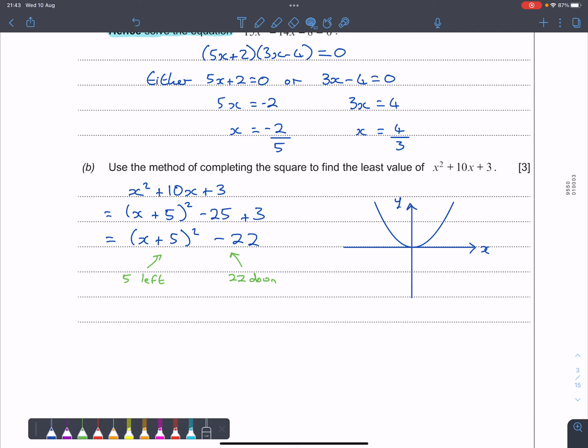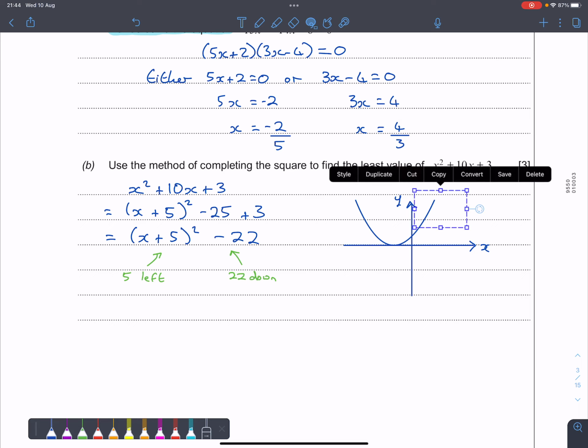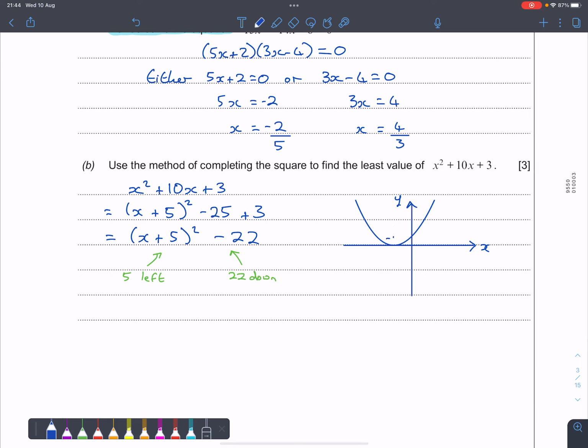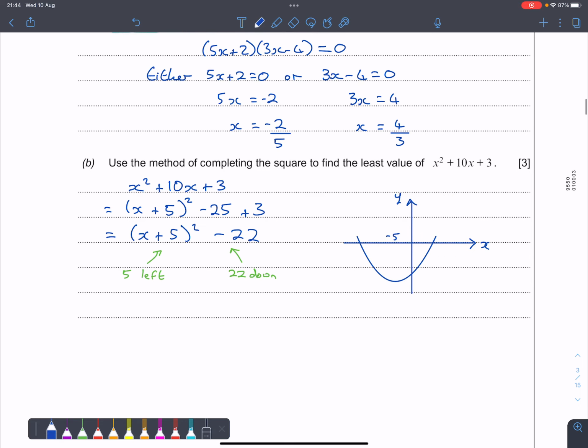Here are my axes, and this is the standard y = x² graph. That has a minimum point of 0, because it drops lower and lower until it gets to its lowest point, which is at 0, and then starts going up again. I'm going to take that graph and shift it 5 to the left. There's no scale, so it doesn't matter. All I know is that it's gone 5 to the left, and that makes that −5. And then it's going to go 22 down, so I'm going to move it downwards, about there, so about 22 down, so −22.